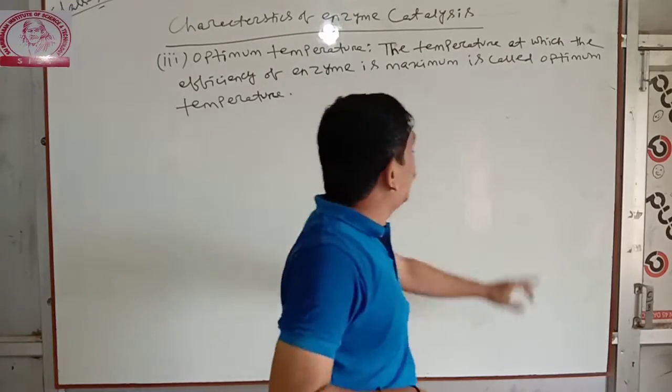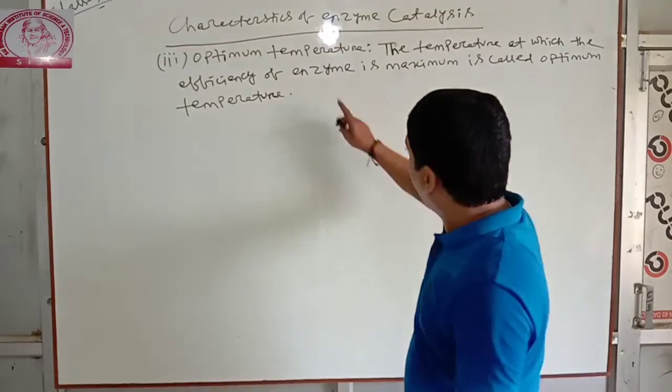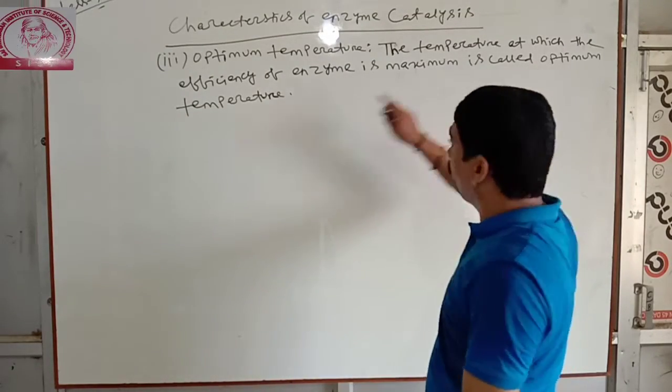The temperature at which efficiency of enzyme is maximum is called optimum temperature.